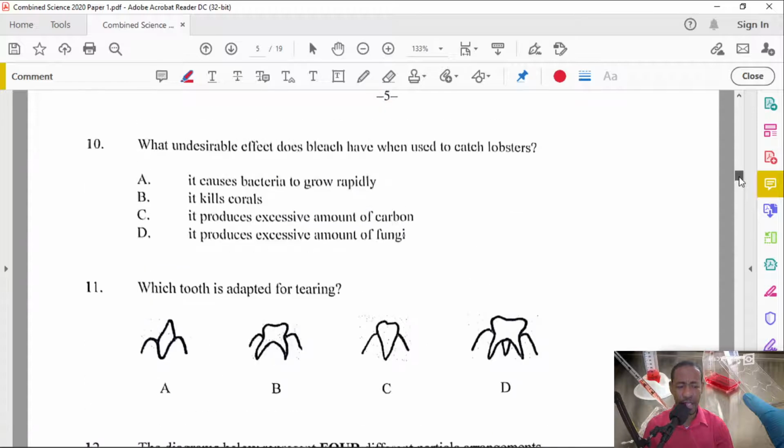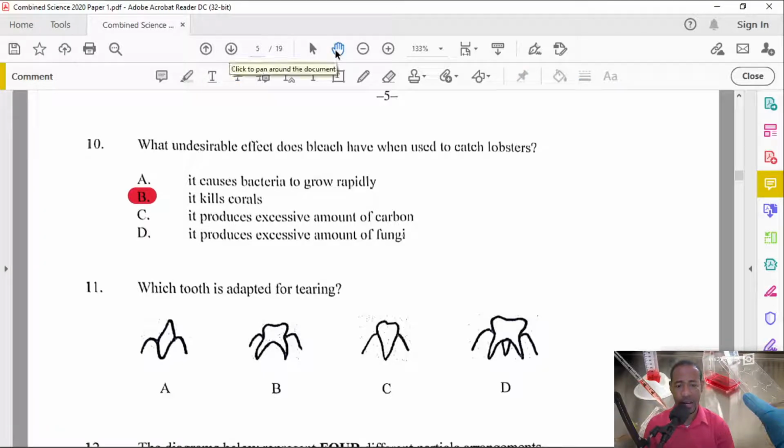Now let's look at question number 10. It said, what undesirable effect does bleach have when used to catch lobster? Okay, so think about bleach and the effects of bleach when you're capturing lobster. And so it causes bacteria to grow rapidly. Bleach kills bacteria, so absolutely not. It kills coral. Absolutely. That's a possible answer. It produces excessive amount of carbon. No. It produces excessive amount of fungi. No. All right. So B is definitely our answer there.